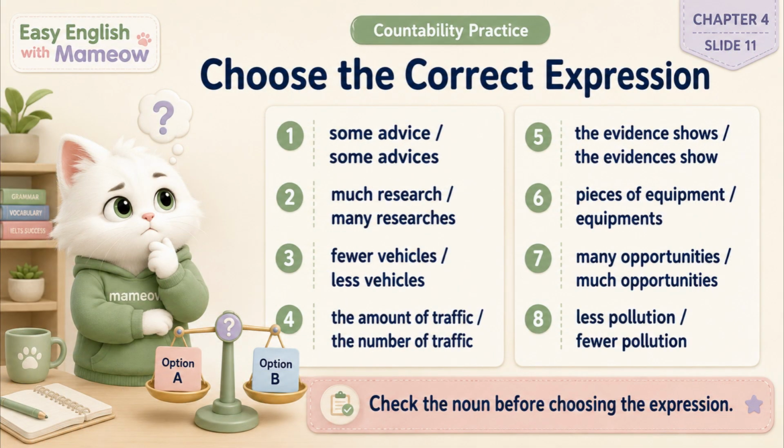Now, choose the correct expression in each pair. First, decide whether the noun is countable or uncountable. Then check whether the determiner, quantity expression, and noun form agree.